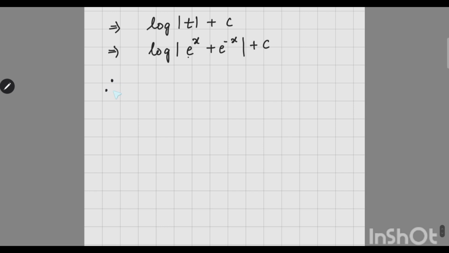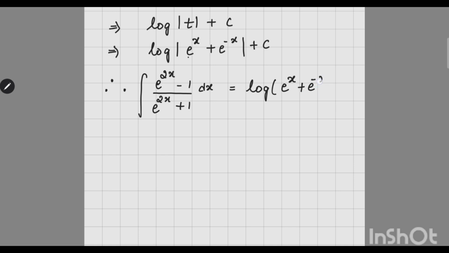Okay, so what is the final step here? Integral of e to the power 2x minus 1 divided by e to the power 2x plus 1 with respect to x is log of e to the power x plus e to the power minus x plus c. So this is the required integral.